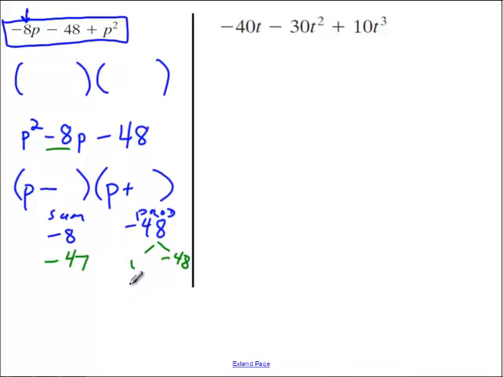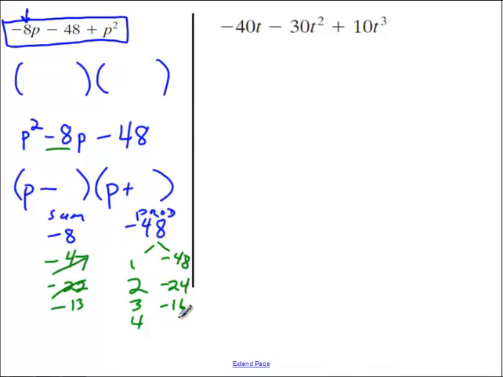Let's see, 1 and 48 doesn't work. 2 and negative 24 adds up to negative 22. Sorry, that one doesn't work, because we're looking to match that sum there. It'd be 3 and negative 16. We're getting closer too, by the way. So we're getting closer to that negative 8, so we're going in the right direction. Negative 3 and positive 16 adds up to negative 13. Not quite negative 8.